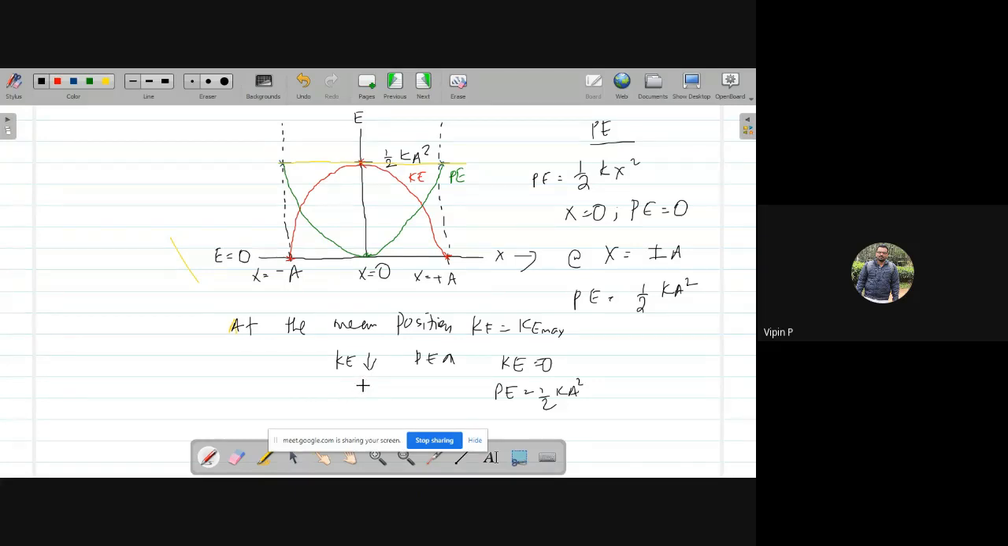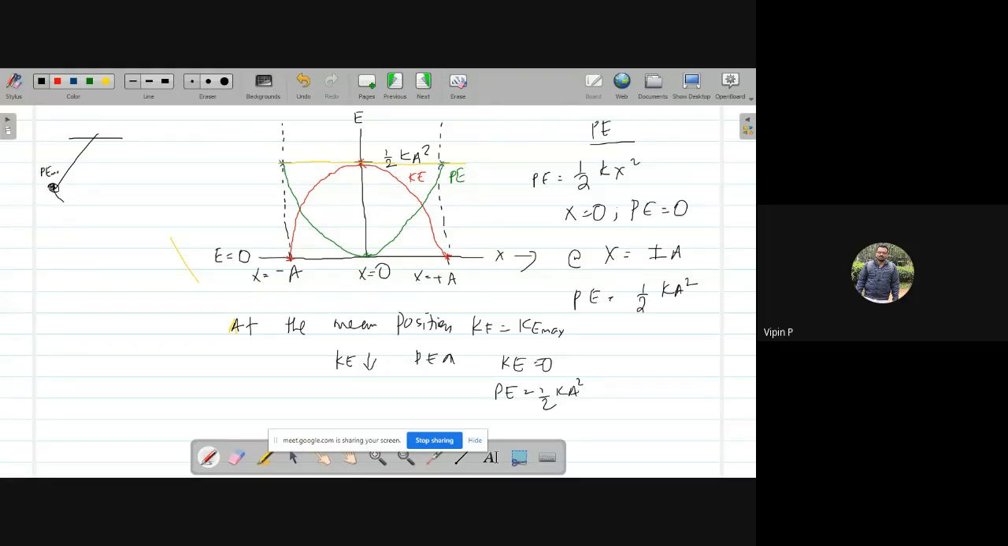Obviously, for free oscillations. This is not applicable to damped oscillations, which we will see later. But right now we are discussing free oscillations. So for free oscillations, the energy is conserved. So if you think of a pendulum, this is the amplitude. Here potential energy is maximum.